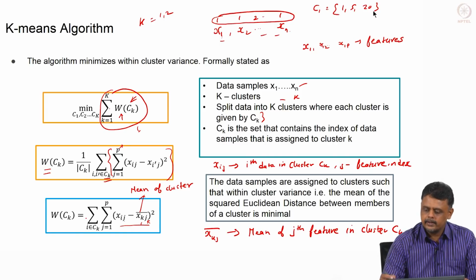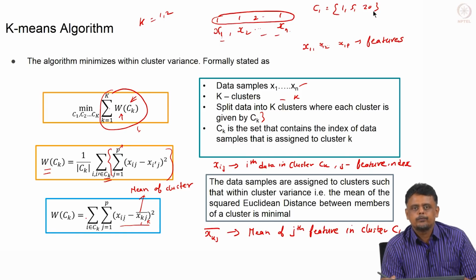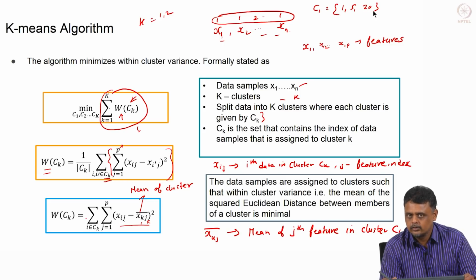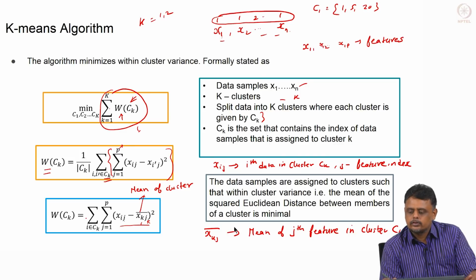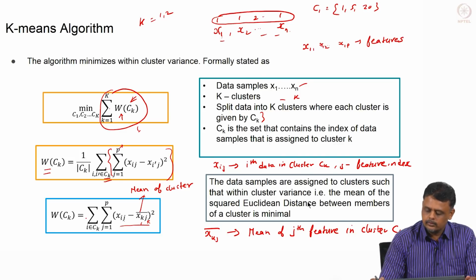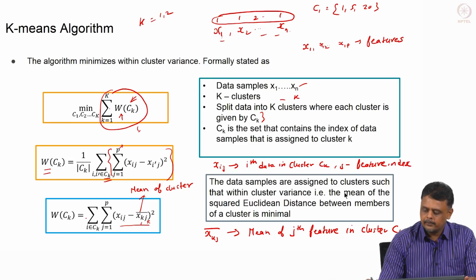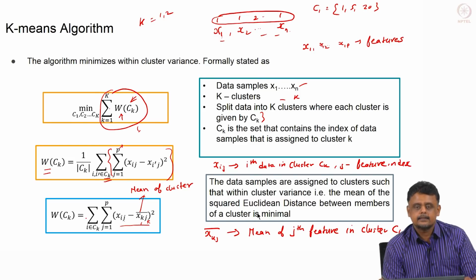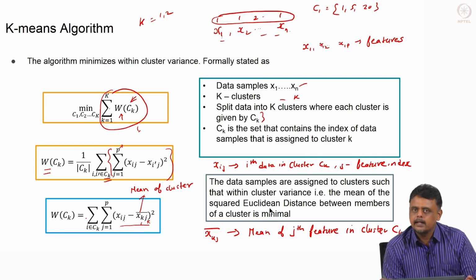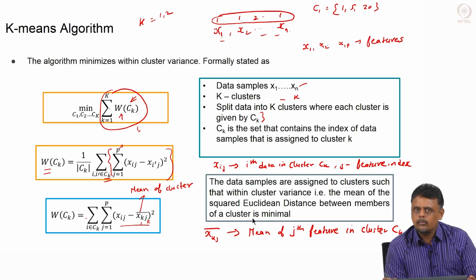And there are other properties: all the Ck do not have an intersection. So, one data point will only be strictly assigned to one cluster, and the union of all the clusters will give you the entire data set, right. So, the idea again, as I mentioned earlier, is to assign the data to cluster centers such that the within cluster variance, that is the squared distance between the data points in that cluster, is minimized. That is the assignment problem that we are trying to solve.